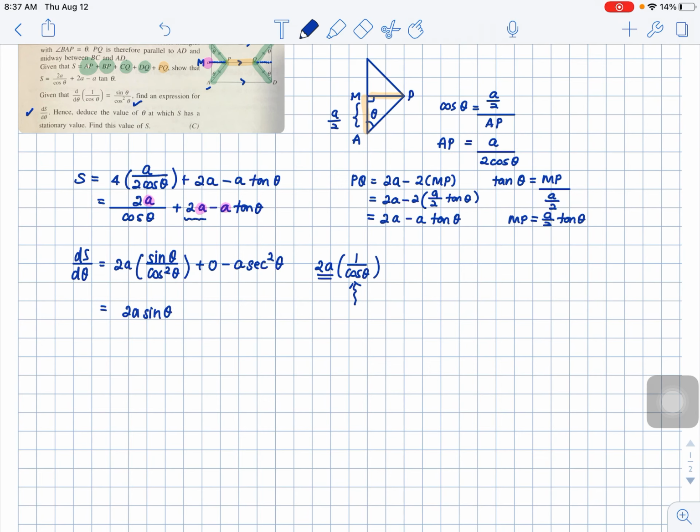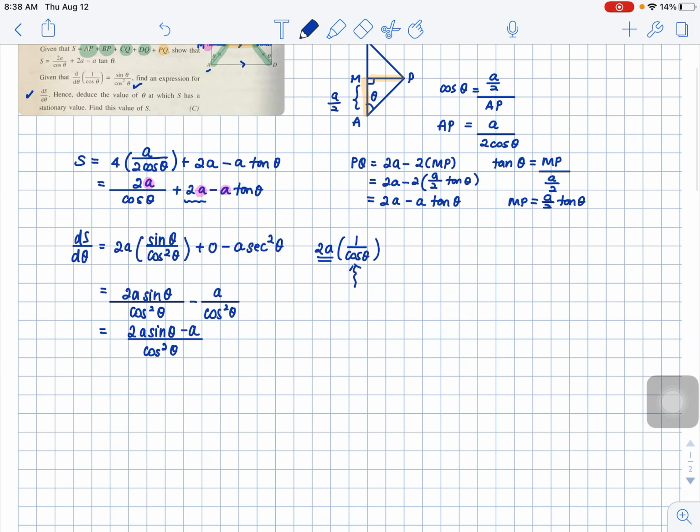Rearrange. If you want to change it to secant squared theta, it's also totally fine. I'm just leaving it this way. Okay.